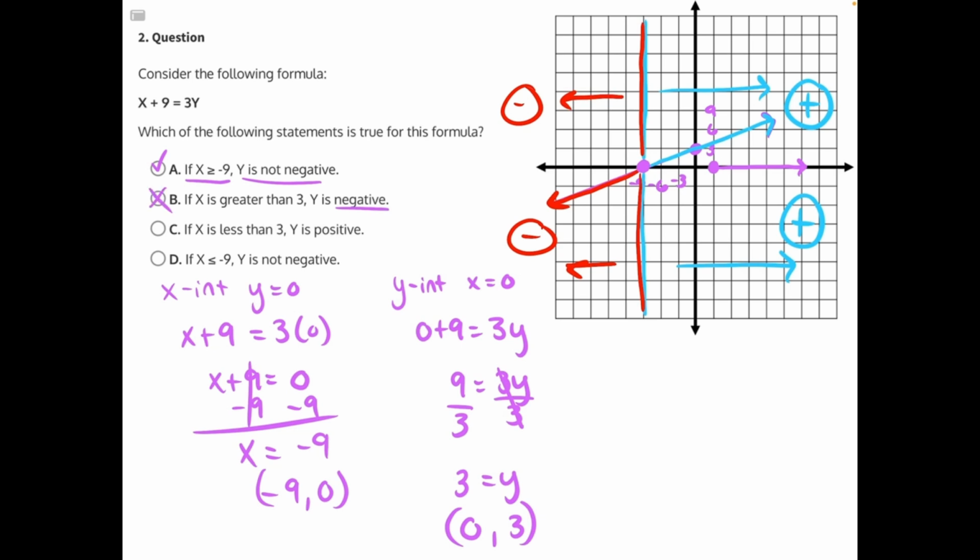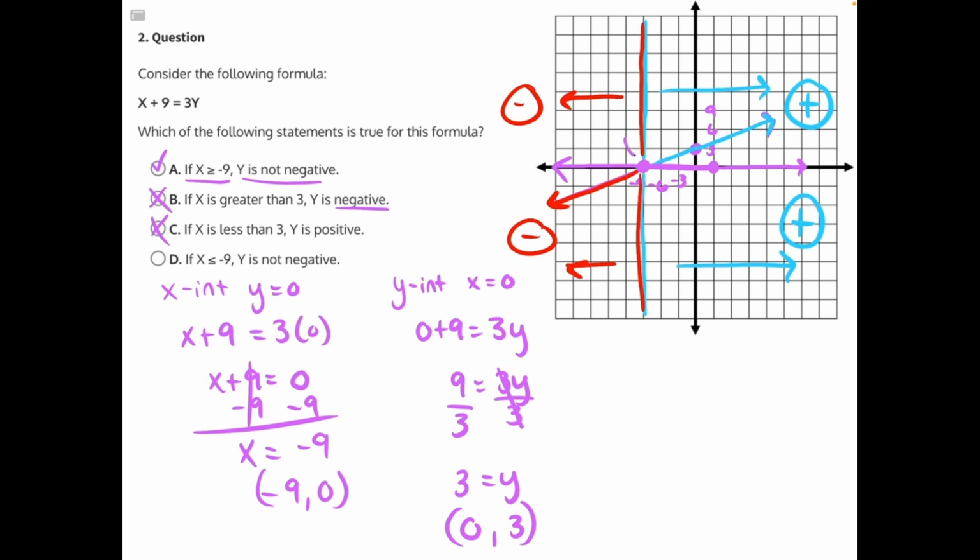C, if x is less than 3, y is positive. If we started back at 3, which is right here, and we went in the less than direction or to the left, we would be in the positive realm until we pass this intercept, then we would be negative. So this answer would be correct if it said positive and negative, but it does not, so that means answer choice C is incorrect.